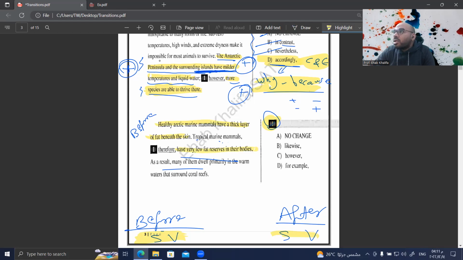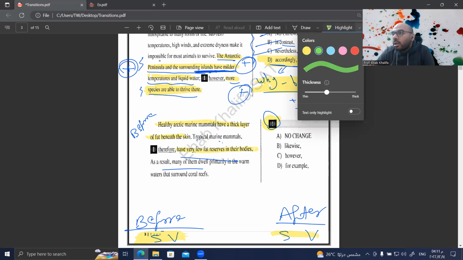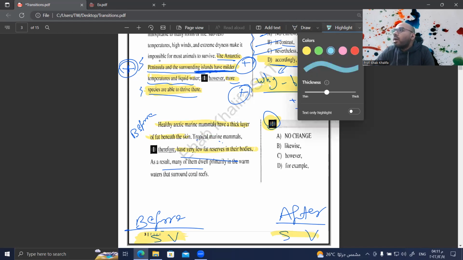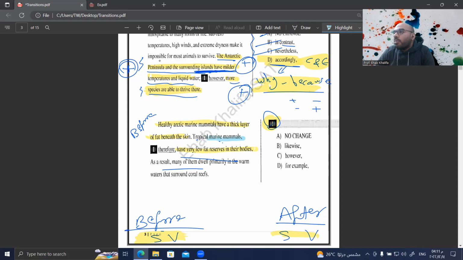Mr. Ihab, what about this tropical marine mammals? This belongs to what comes after, not before, because this is the subject of the verb have, right? This is the subject of the verb have. So this belongs to what comes after, not what comes before. This is a very important tip. So what I highlighted belongs to what comes after, not what comes before.